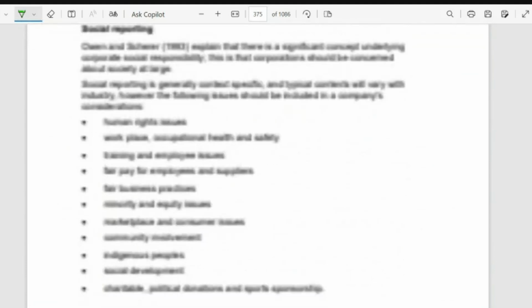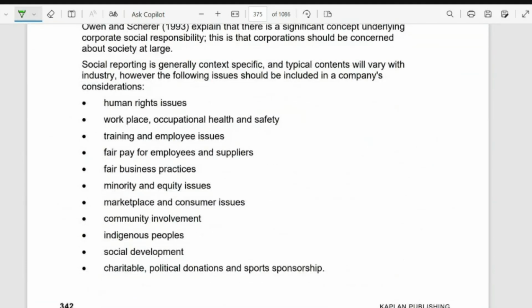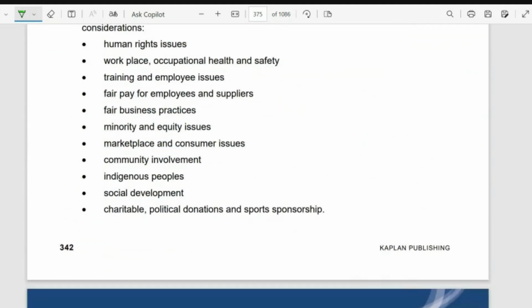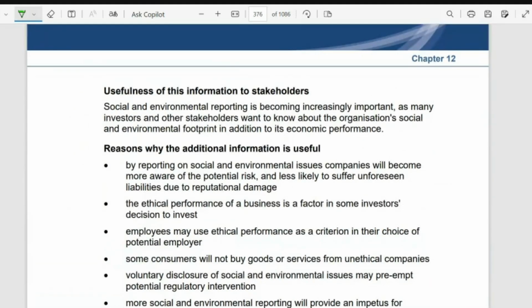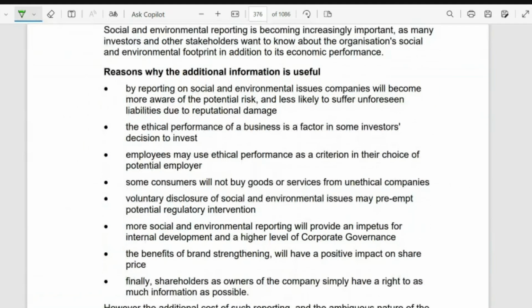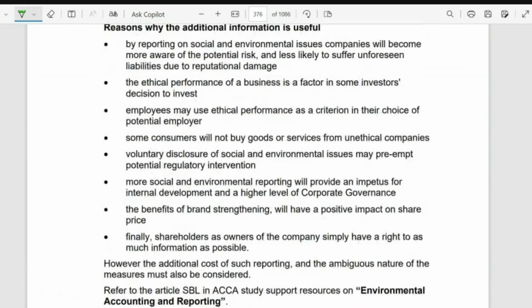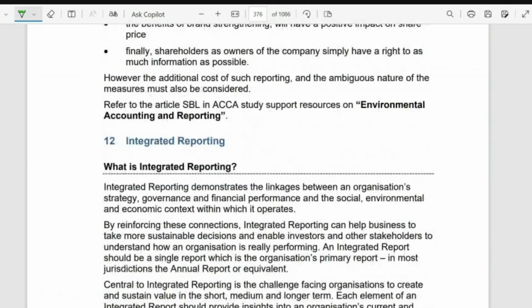This is social reporting. Usefulness of information to stakeholders. The reasons why additional information is useful. Under environmental accounting, this is also covered. And now the next topic is integrated reporting.